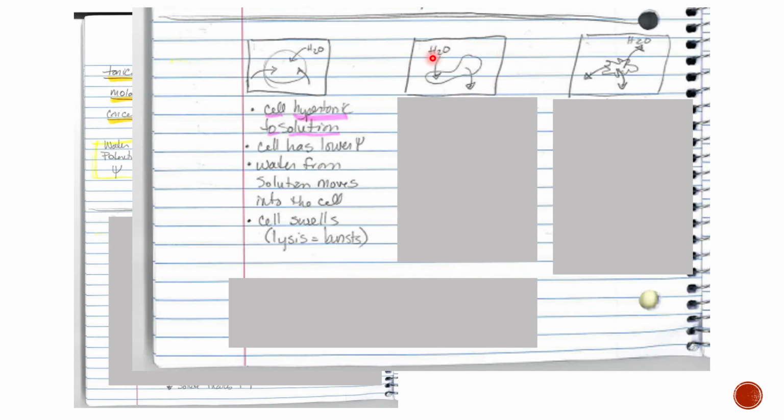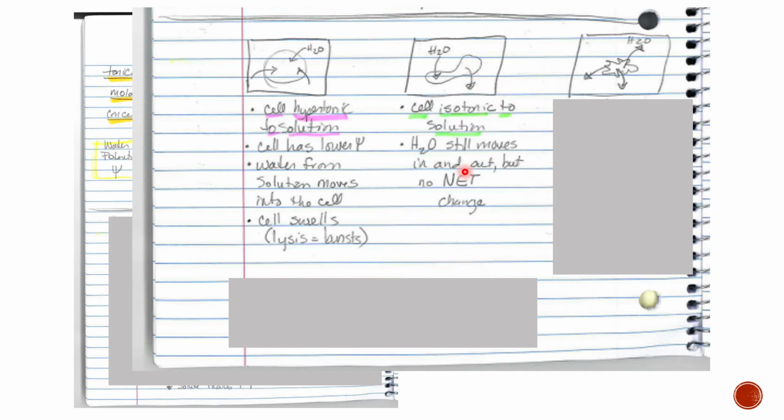All right, in this second picture here, pay attention to my arrows. I've got water moving in to the cell, and I have water moving out. This arrow shows water moving in, this arrow shows water moving out. The cell is isotonic to the solution. Isotonic to the solution. So water's moving in and water's moving out. The water still moves in and out, but there is no net change. So remember, we talked about this as being like a dynamic equilibrium. So in here, this relationship is isotonic.